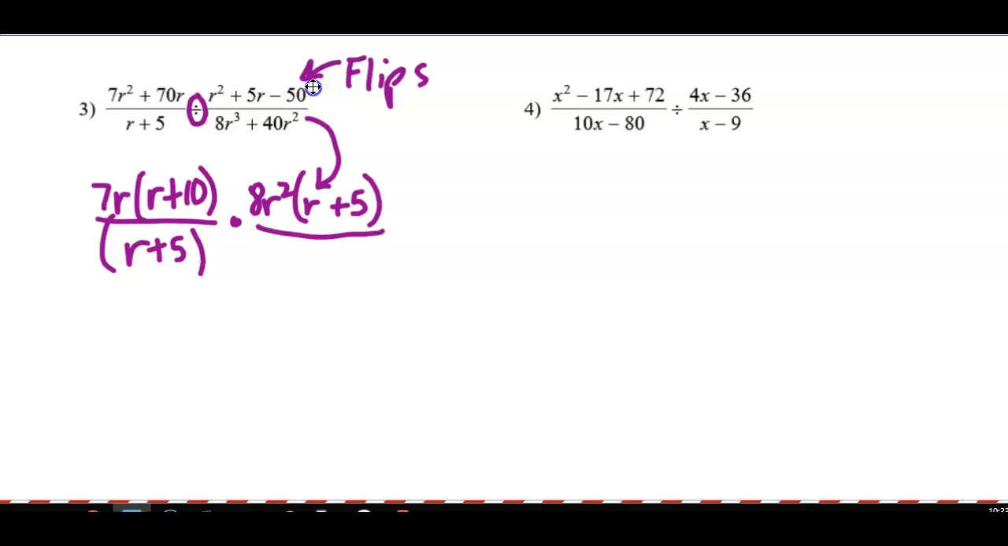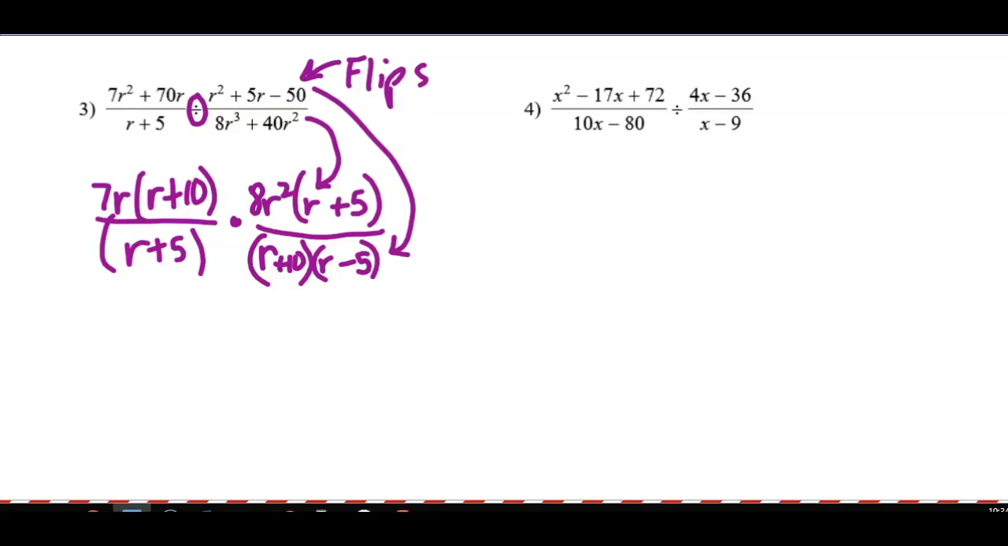And down here, this guy goes to the bottom and is going to be two binomial factors, r plus 10 and r minus 5. Let's double check, that'd be r squared plus 5r minus 50. Yes, okay. My factoring is correct.